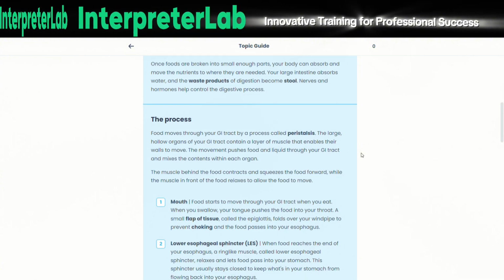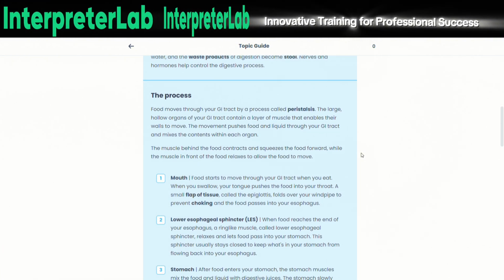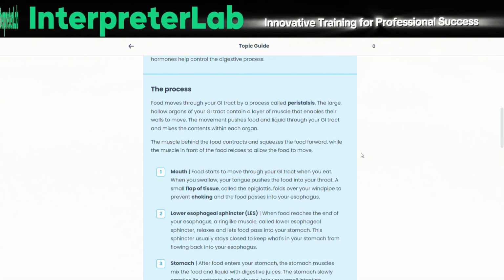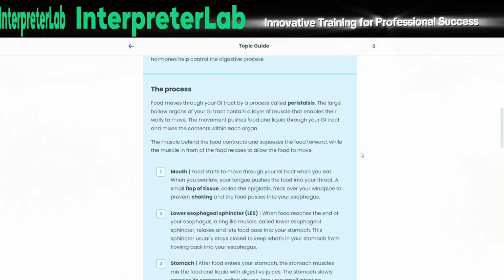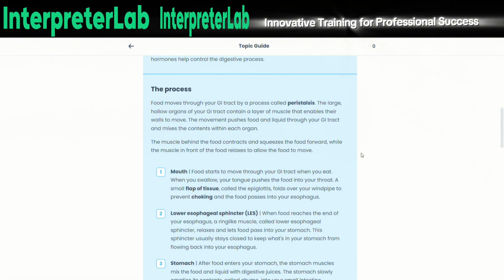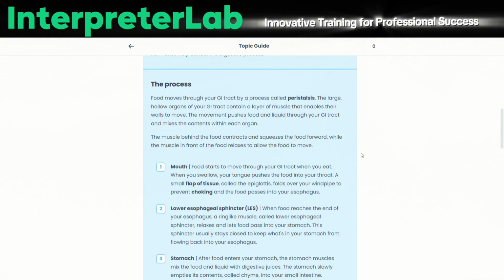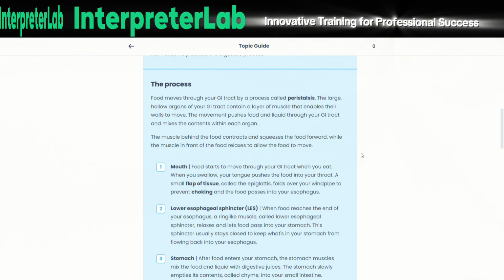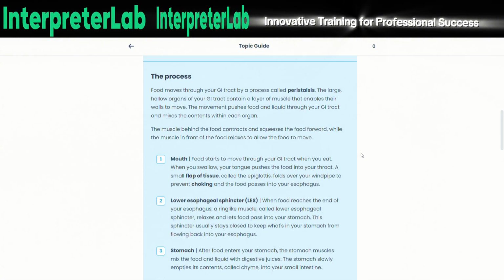The process: food moves through your GI tract by a process called peristalsis. The large hollow organs of your GI tract contain a layer of muscle that enables their walls to move. The movement pushes food and liquid through your GI tract and mixes the contents within each organ. The muscle behind the food contracts and squeezes the food forward, while the muscle in front of the food relaxes to allow the food to move.